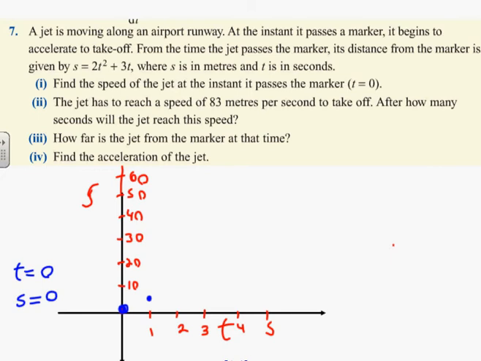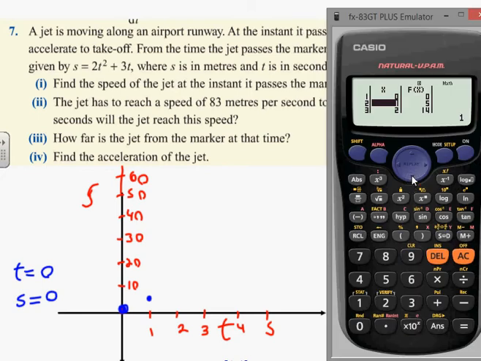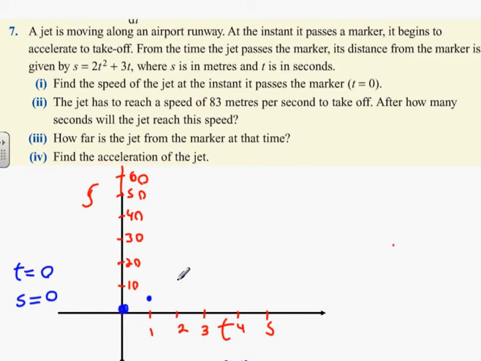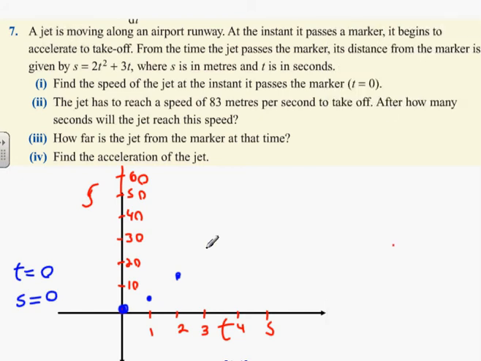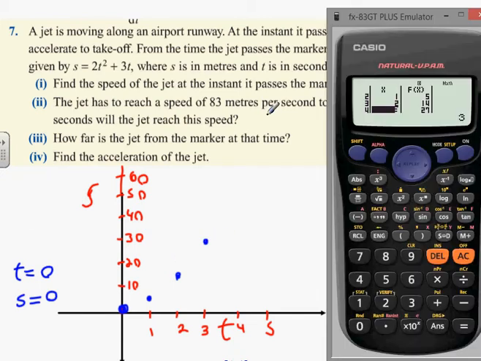What does 2, 14 mean? After 2 seconds, it's travelled 14. It's up here. And then after 3 seconds, 27. So 3 all the way up to 27. And then finally after 4 seconds, it travels 44 meters.